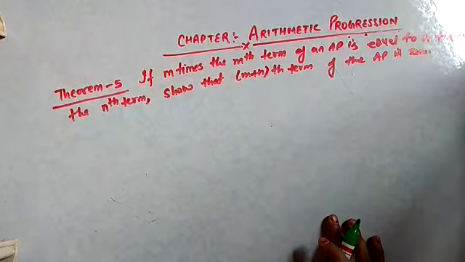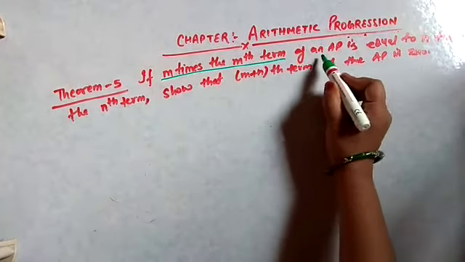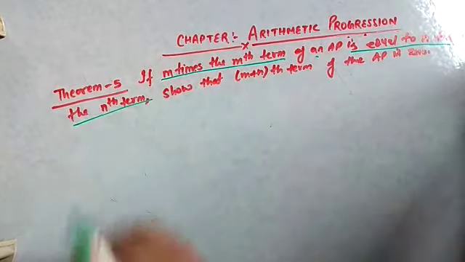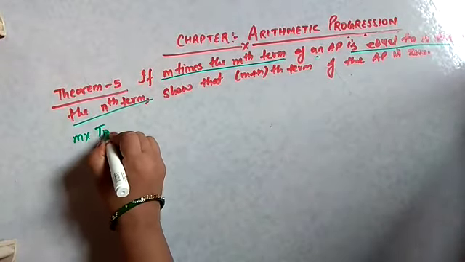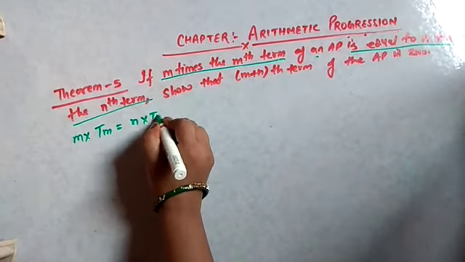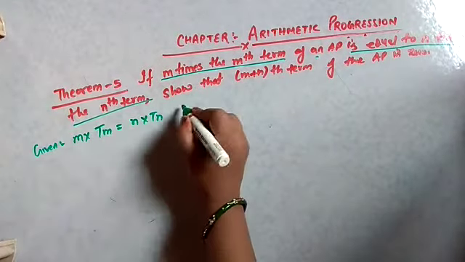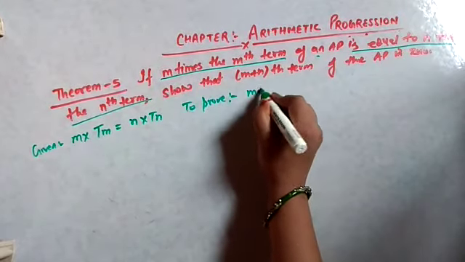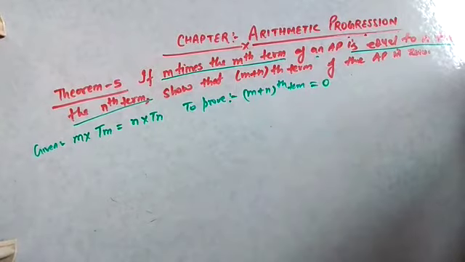Okay, see, theorem 5 is, if m times the mth term of an AP is equal to n times the nth term. Okay, m times the mth term is equal to n times the nth term. This is given. We have to prove that the (m plus n)th term of the AP is 0.